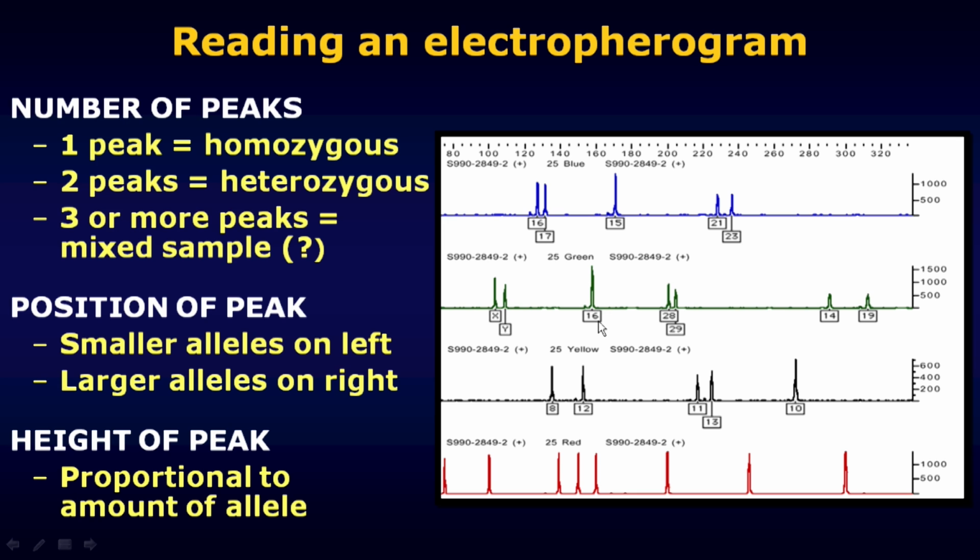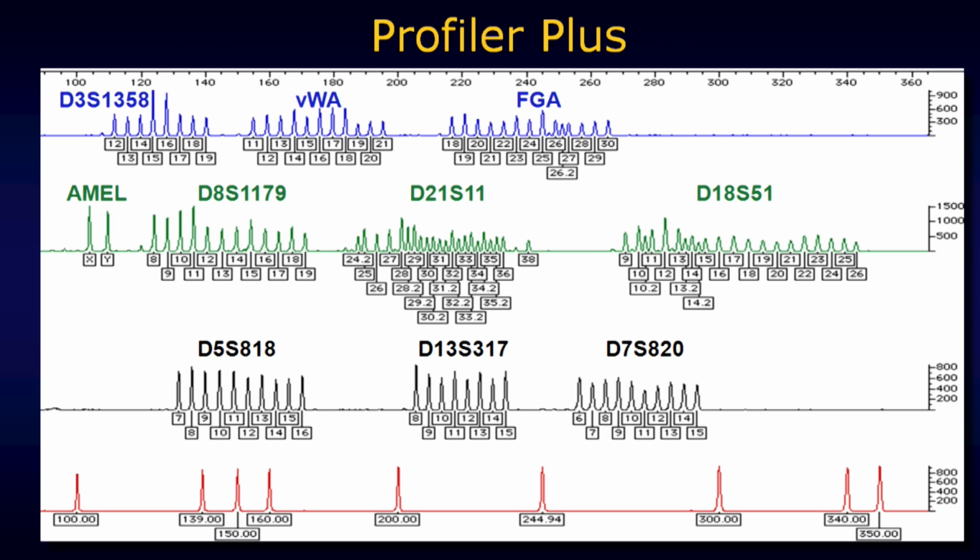This is a homozygote. The individual contributed 2 copies of the 16 allele. Over here, they contributed 1 copy of the 14 and 1 of the 15. Notice the difference in the heights of the peaks. The homozygote locus is twice as tall as the heights of the peaks at the heterozygous locus. Okay, so let's move on.